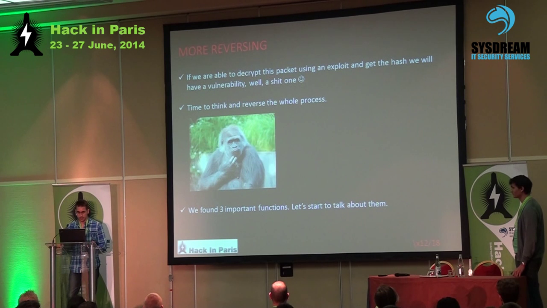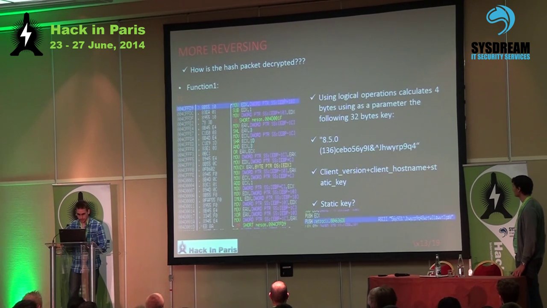So we need some time to think and reverse the whole process here. And then we found 3 important functions, and let's start to talk about these functions. Now, our main goal here is how is the hash packet decrypted? Because we want to write an exploit in order to get the hash of any client in this software.